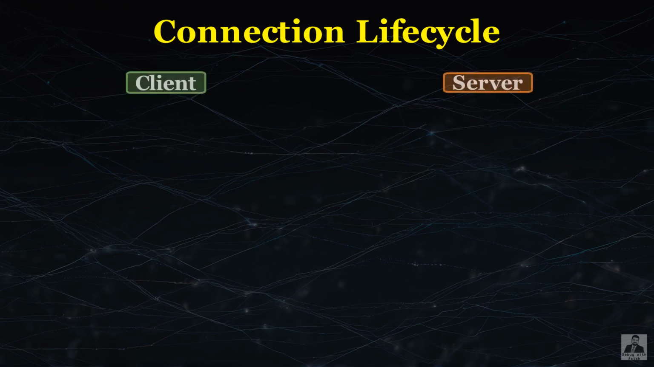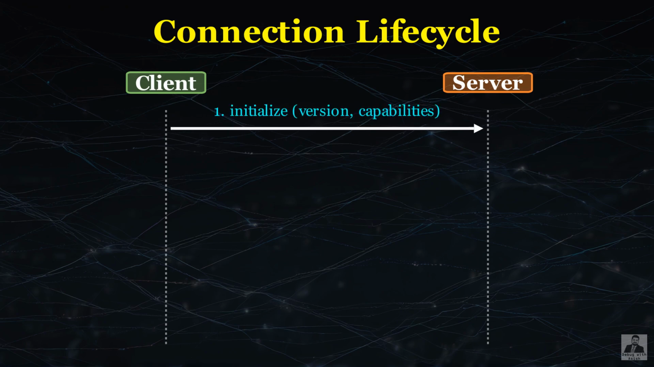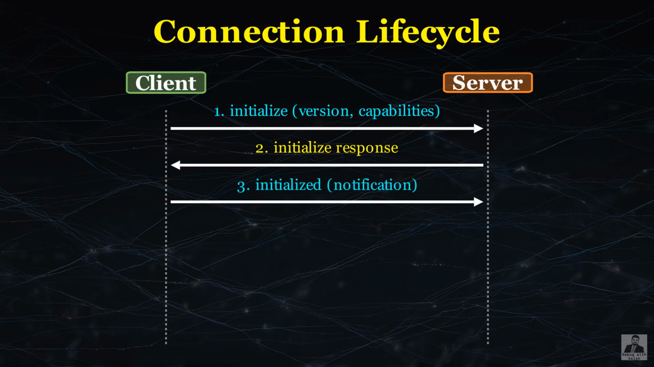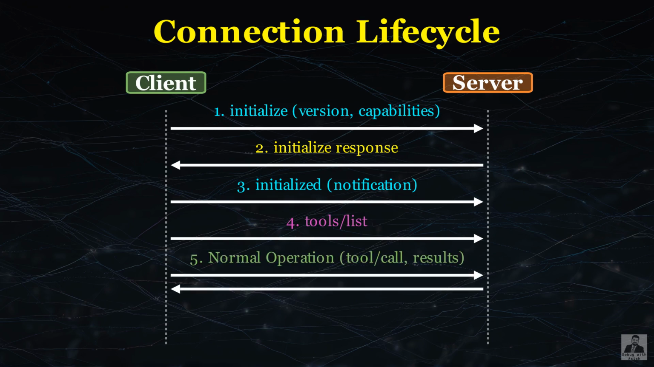Every MCP connection follows the same lifecycle. The client sends an initialize request declaring its protocol version and capabilities. The server responds with its own version and capabilities. The client sends an initialize notification to confirm the handshake is complete. The client then calls tools/list to discover what tools the server exposes. From that point, normal operation begins, and tool calls can flow freely. Either side can close the connection cleanly at any time.